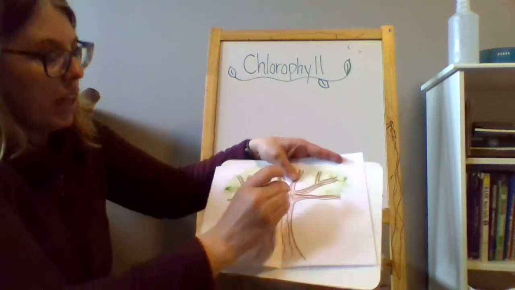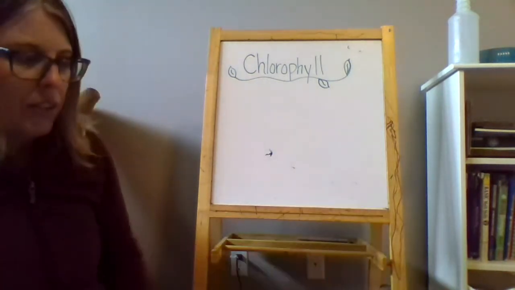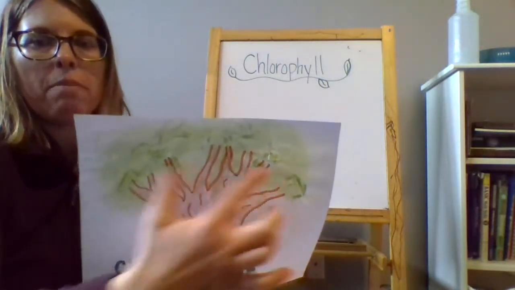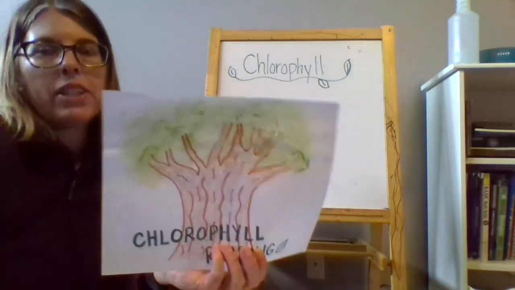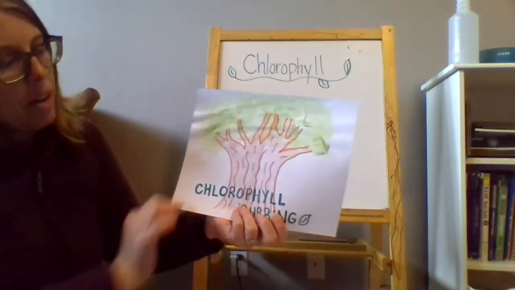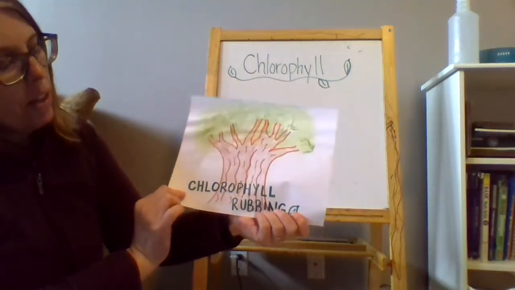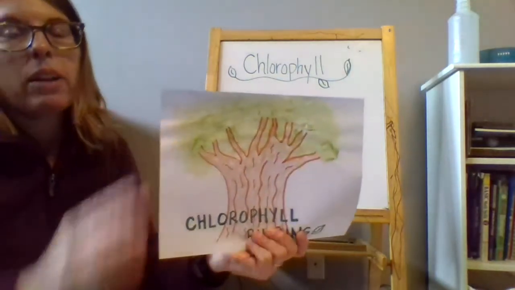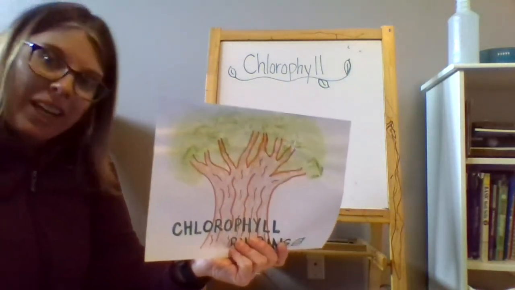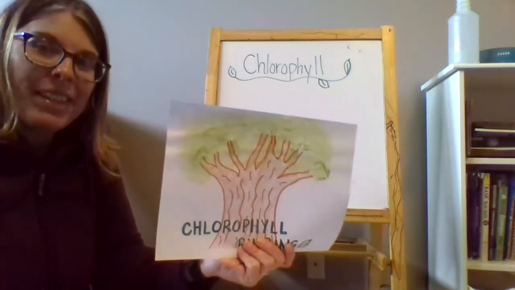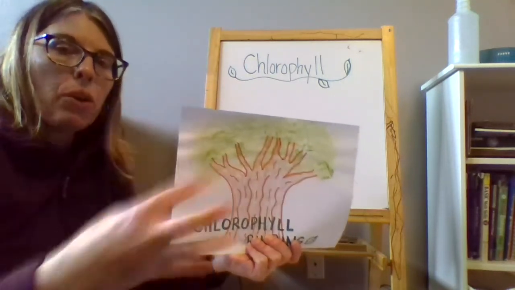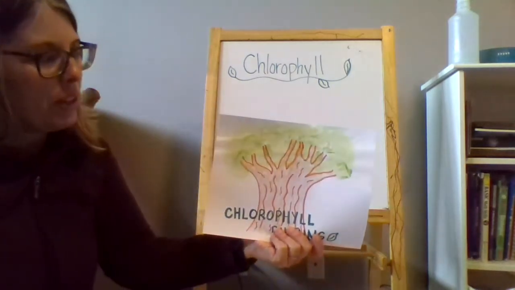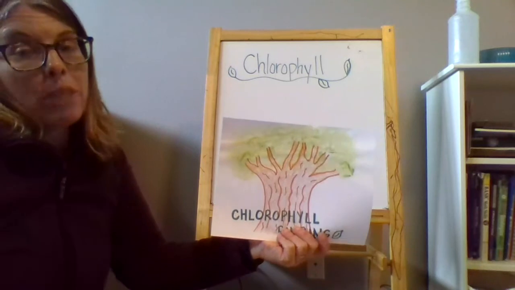Okay, and then eventually, if you do it enough, you'll get something that looks like this. There's your tree trunk and branches, and then there's the canopy, all the leaves at the top of the tree. And I wrote on mine, chlorophyll rubbing. You can write that if you want to, or you can just write chlorophyll, or you can write nothing. And we'll just remember that chlorophyll is the green pigment in leaves that helps them capture or absorb sunlight, the energy from sunlight, and turn it into food for the tree. Or not just trees, but plants in general.